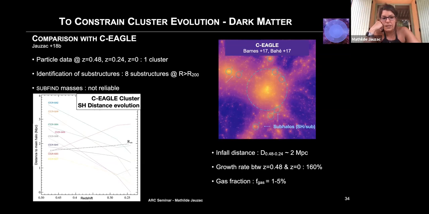of 0717. We looked at the infall of the substructures as a function of redshift, and we could estimate a growth rate. We could also look at the gas fraction in those substructures, which is in excellent agreement with what we measure from observations, with an infall distance between redshift 0.5 and 0.3 of roughly 2 megaparsec.